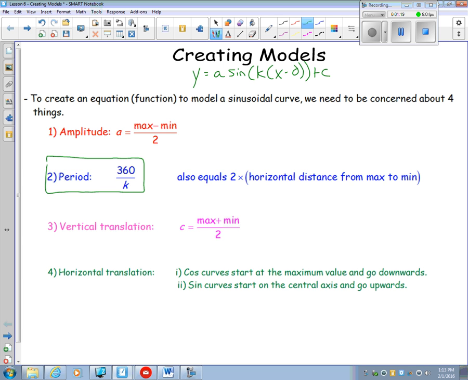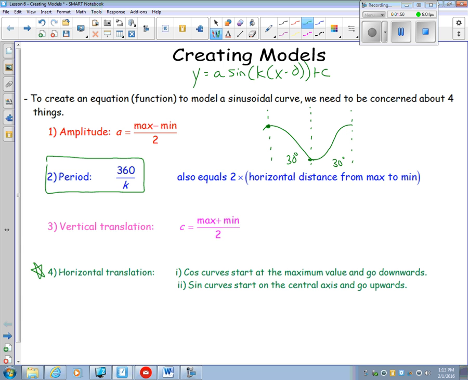Something else kind of nice about periodic curves: if you know your max and you know your min, you know that's actually half a cycle. So if these two things were, let's say, 30 degrees apart, the rest of it would be 30 more degrees. So the period would be 60 degrees for that. So knowing the difference between a max and a min and how far apart they are will give you the period.